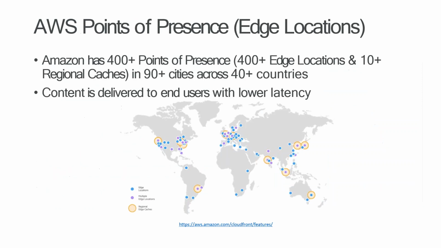So that's availability zones. And now we have the point of presence as well. Content is delivered to end users with lower latency because of the point of presence. Now you see this is an old slide. Now there are 600 plus edge locations and 13 plus regional caches available, in 90 plus cities across 40 plus countries. So wherever their customer concentration is, they are deploying a point of presence there.